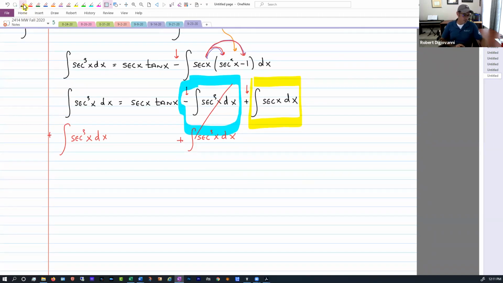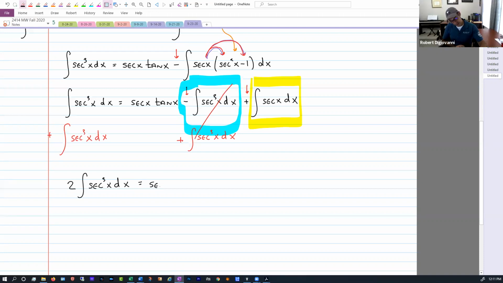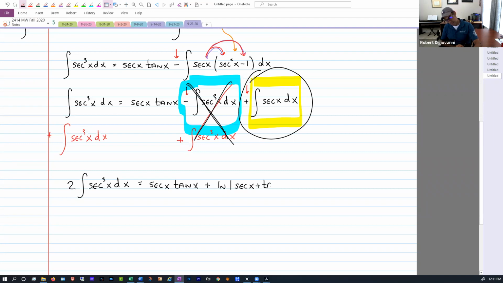On the left side, how many of those integrals do I have now? Two. Two of them. So I have two of these integrals that are equal to secant x tangent x, and then that stuff went away, and I still needed to find the yellow part, which we did in the previous problem, so that turned out to be plus the natural log of the absolute value of secant x plus tangent x. I never showed that to you on the formula sheet, did I? But it's there, you can look at it. So this goes to this. And that's it. We just have one more thing to do.